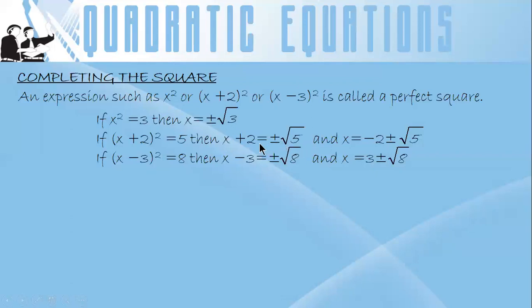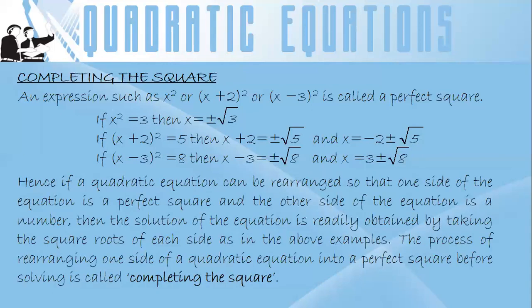So to solve for x, you transpose the 2, and you will have this one. You still get two roots because the highest power of x is 2. The first root is negative 2 plus square root of 5. The second root is negative 2 minus square root of 5. And so with the third one. So that is the idea of completing the square.